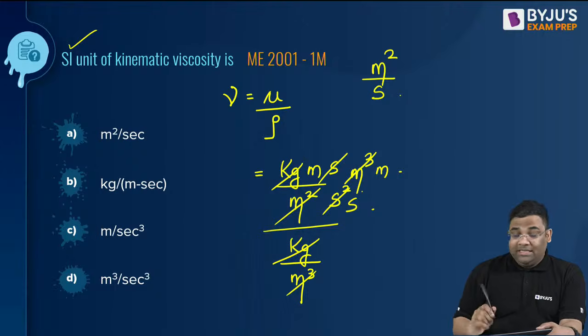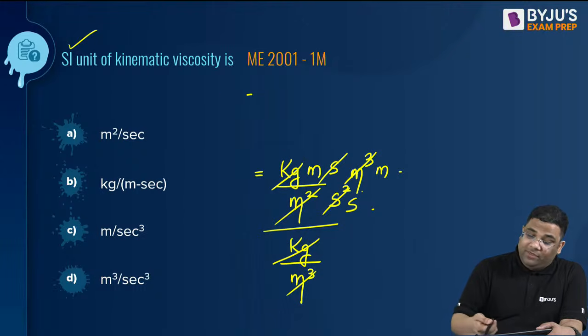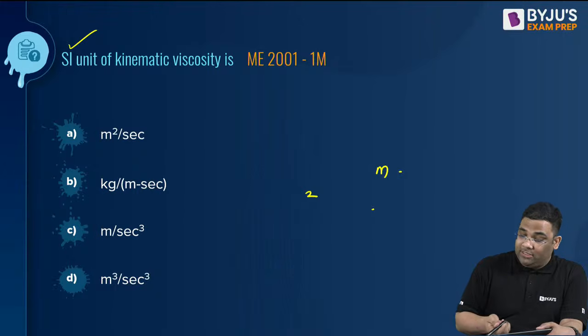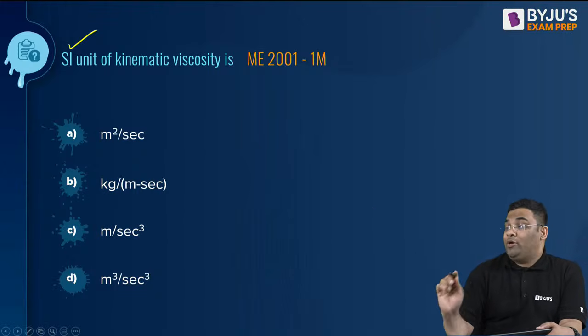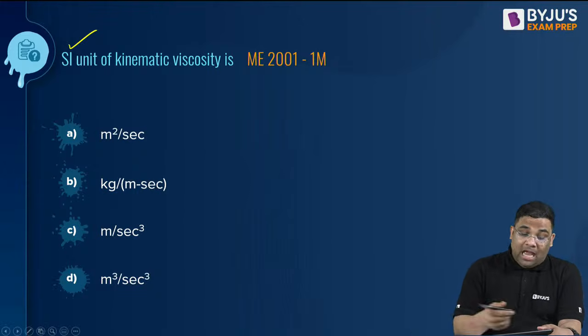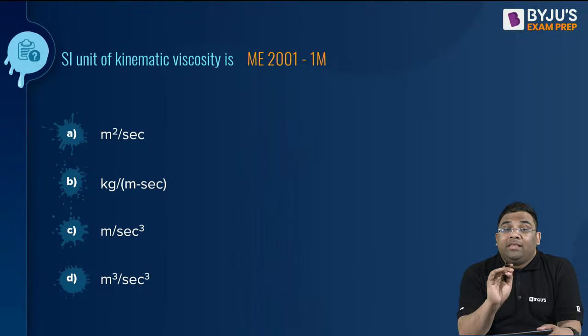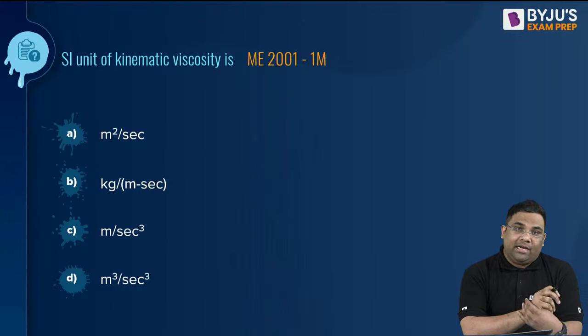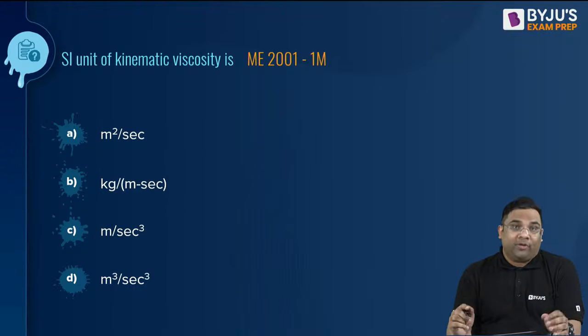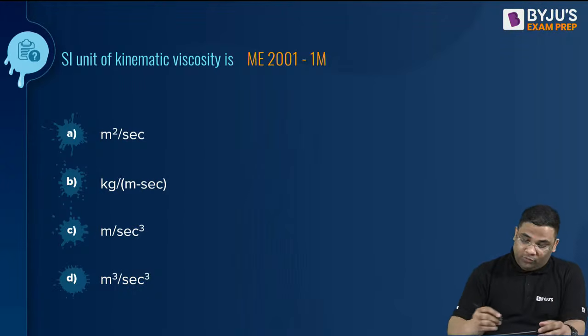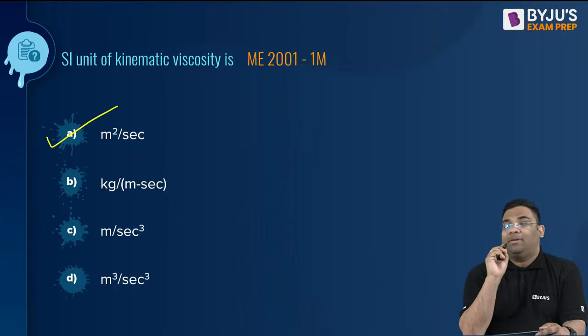Okay. So this is the way I am going to discuss the previous year question. Hope you got the idea how I am going to discuss it. I will not be only discussing the previous year question, but the related theory to that. Then it will be more helpful to you, right? So it is meter square per second.